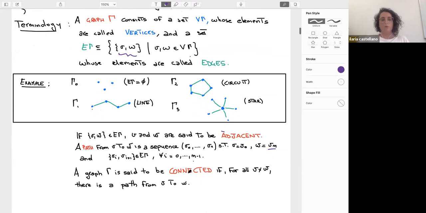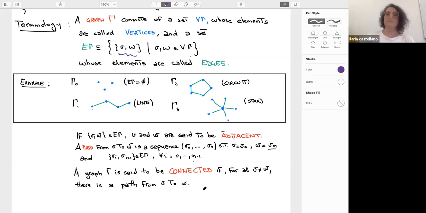Indeed, most of the time we will care about connected graphs. A graph is said to be connected if for any pair of distinct vertices V and W, there is always a path connecting V and W. So there is always a way to move on the graph: if you start from one point and you want to reach another point in the graph, you always have a path that allows you to do that. So this is what I mean by connected graph.